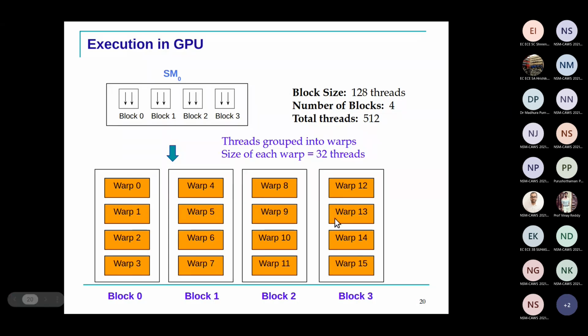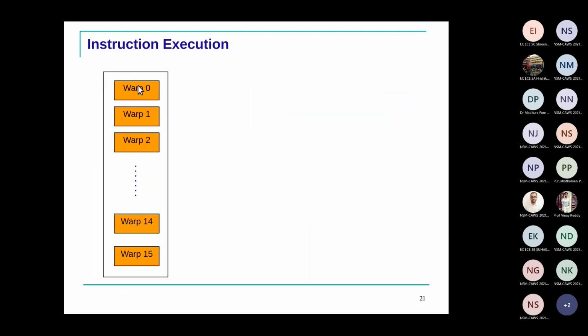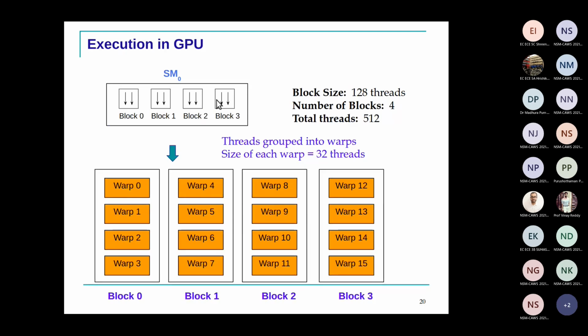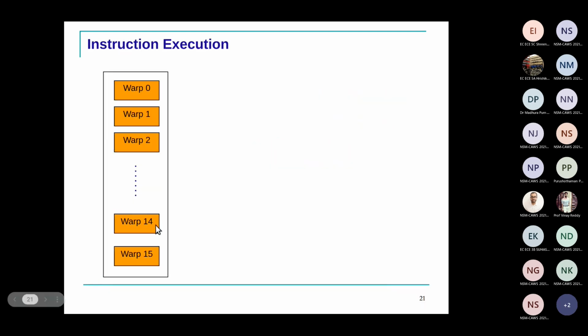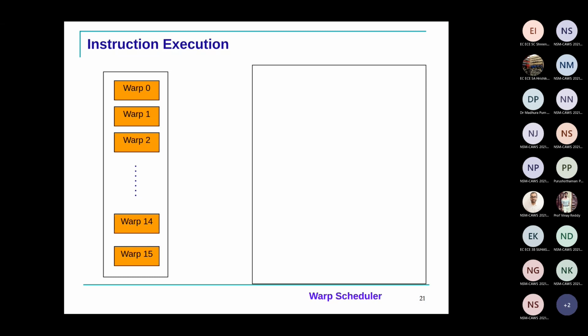Now let's see how instructions actually get executed on these warps. Here you have 16 warps launched in one SM, let's say SM0. The programmer has written a program with several instructions. There is something called a warp scheduler in the GPU. Each warp takes one instruction at a time and executes the same instruction on multiple data elements, and then gives you the output.